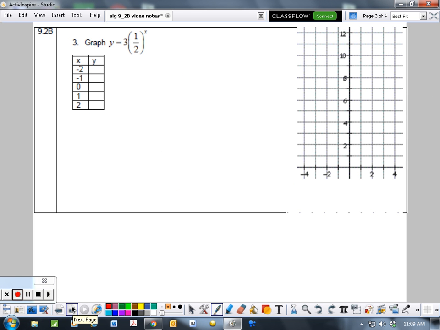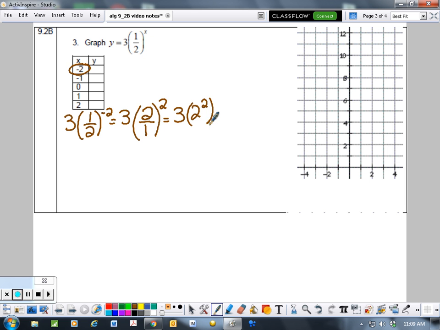Okay, so next one. 3 times 1/2 to the x power. So we're going to try negative 2. So 3 times 1/2 to the negative 2 power. So this is really 3 times, and I'm going to flip this around, and this is now going to be to the second power. So that negative, again, just flipping things. If it's on top, it goes on bottom. If it's bottom, it goes on top. So this is really now 3 times 2 to the second power, which is really 3 times 4, which gives us 12. So negative 2 and 12.